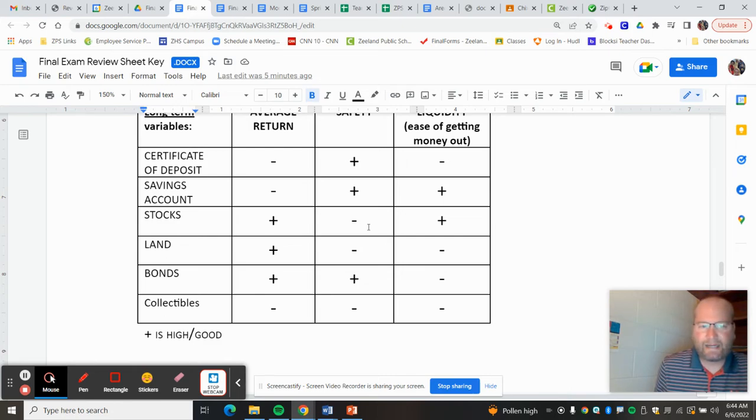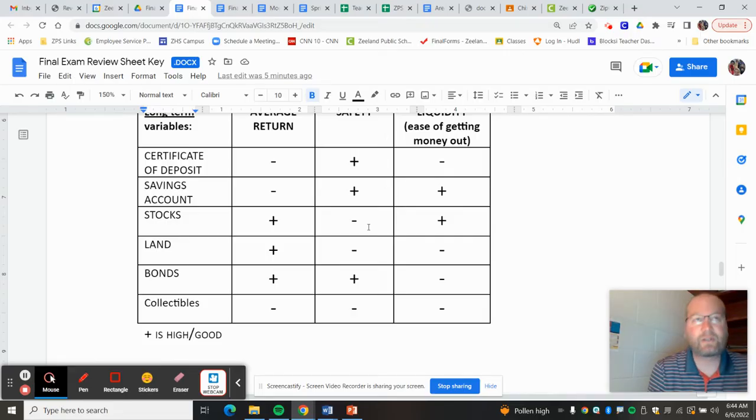Bonds, remember buying bonds from companies or the government. Average rate of return is actually usually pretty good. And you usually have that set, the average rate of return, the interest on that set when you buy the bond or sell the bond. Is it safe? Yeah, usually it's pretty safe buying bonds, especially if it's from the government. You know you're going to get your money back then at some point.